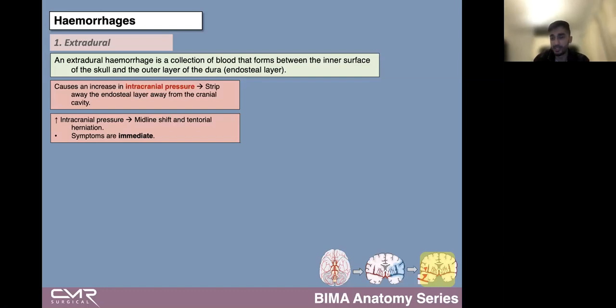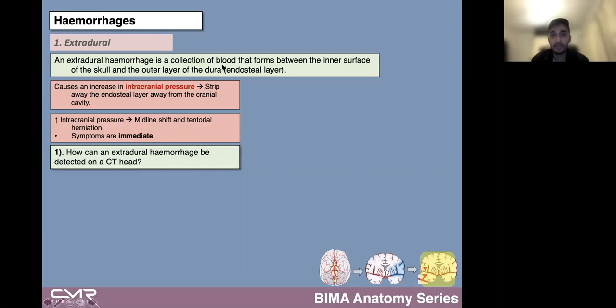Tentorial herniation means that because of the intracranial pressure, the brain has nowhere else to go, so it has to go through the foramen magnum and descend downwards. And these symptoms are immediate. When a patient has an extradural hemorrhage, the symptoms manifest almost immediately, and there is no delayed onset.